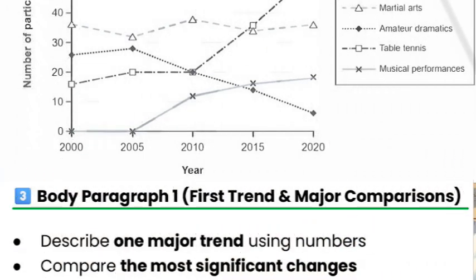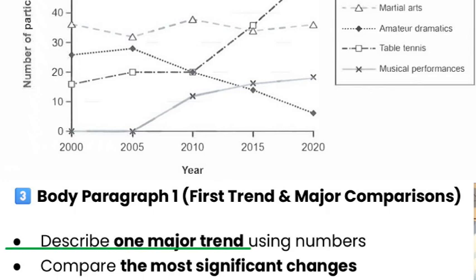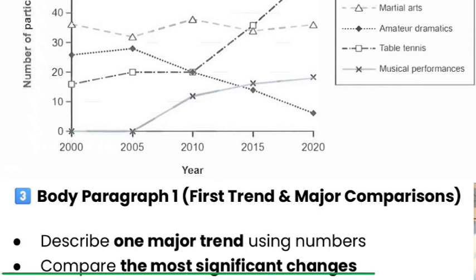Third body paragraph, first trend and major comparisons. 1. Describe one major trend using numbers. Identify a primary pattern in the data and support it with specific numbers, figures. 2. Compare the most significant changes. Highlight and contrast the most notable shifts or differences within that trend.